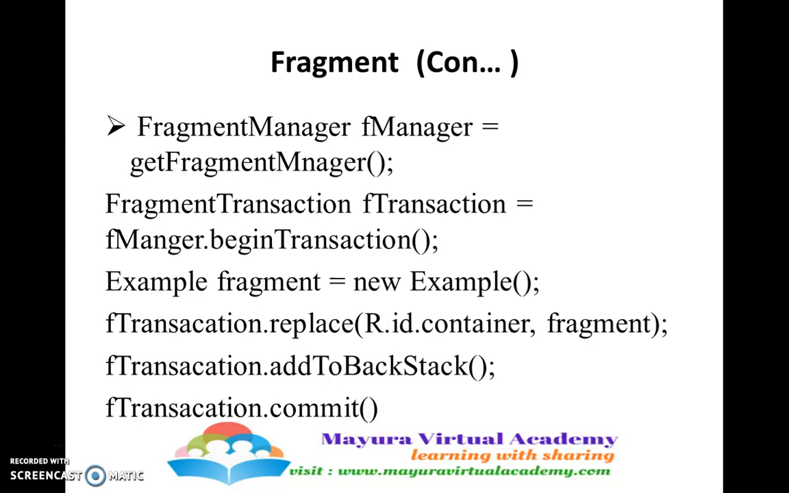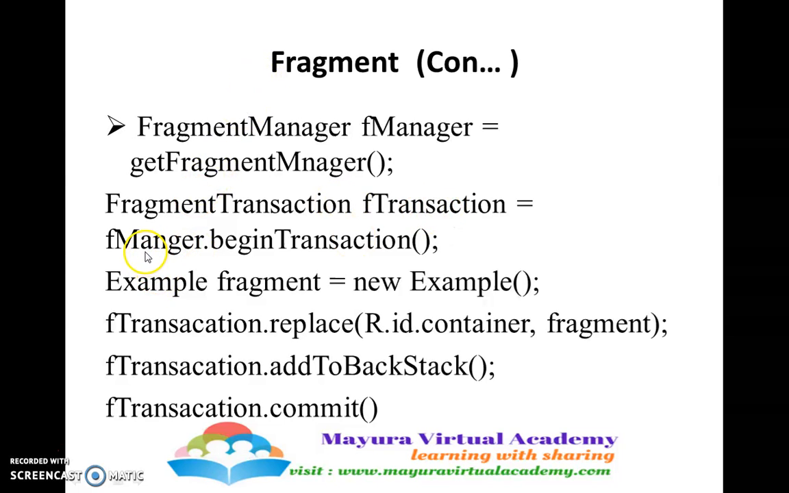So whenever you want to create a fragment, there are two things involved. One is the fragment manager and the other is the fragment transaction. You can get the instance of the fragment using the fragment manager. So we'll be creating a fragment object and we'll be getting the instance of the fragment manager using getFragmentManager, and you'll be getting the instance of the fragment using the fragment transaction.